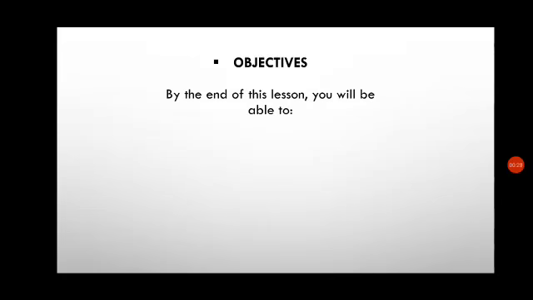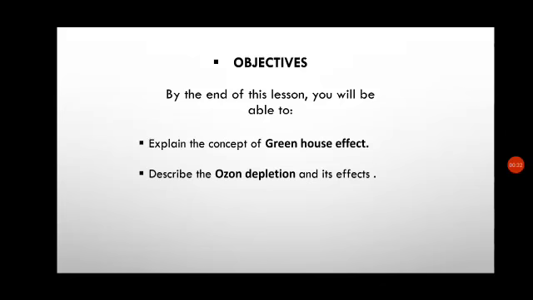Here are some objectives. By the end of this lesson, you will be able to explain the concept of the greenhouse effect and describe ozone depletion and its effect.